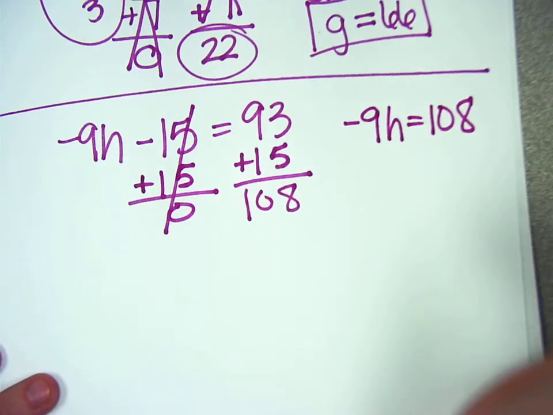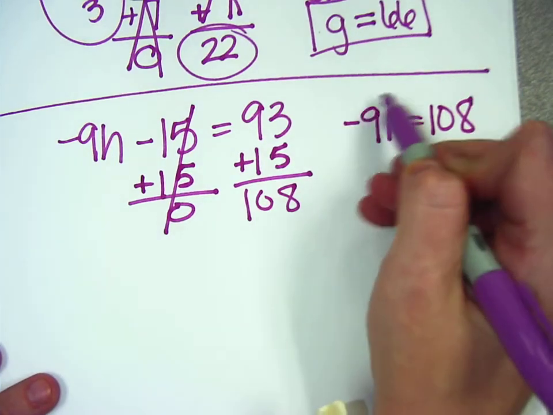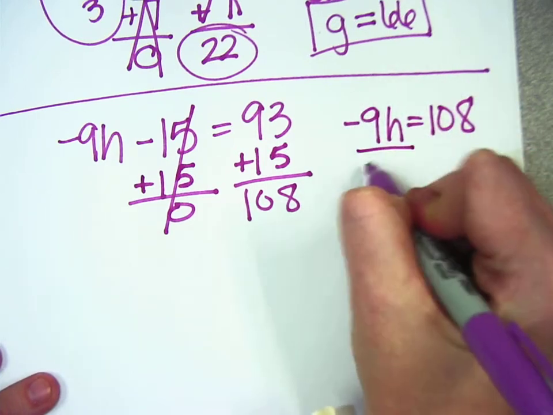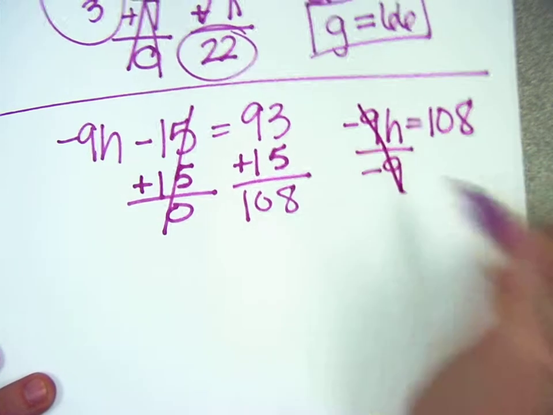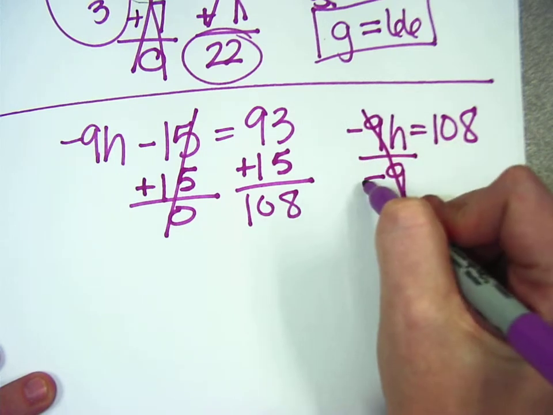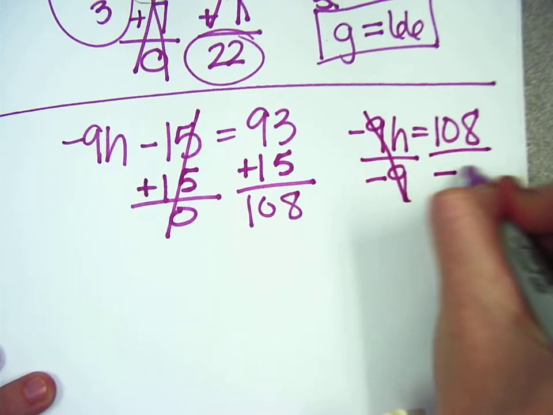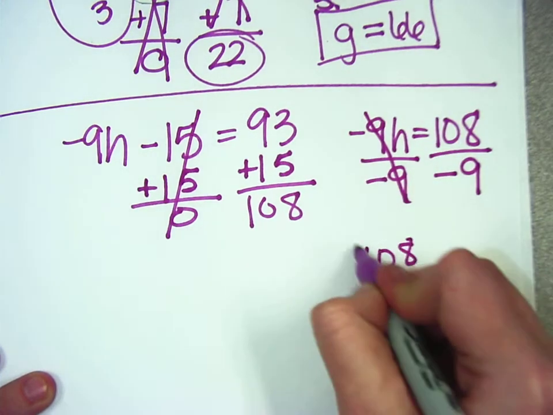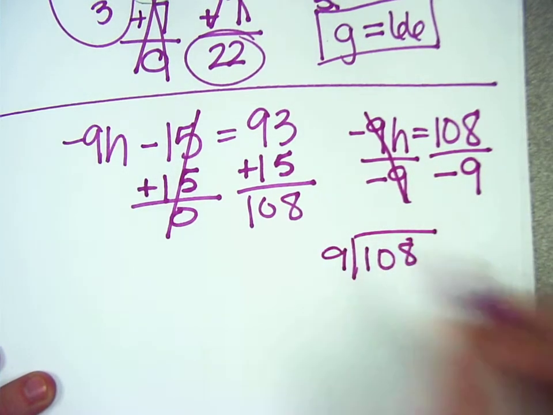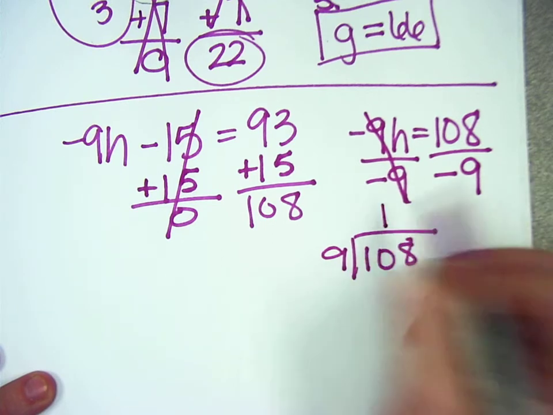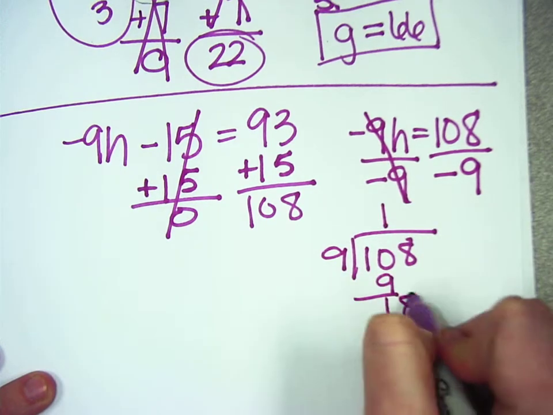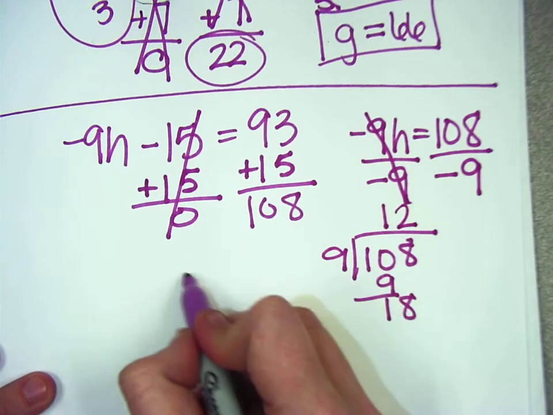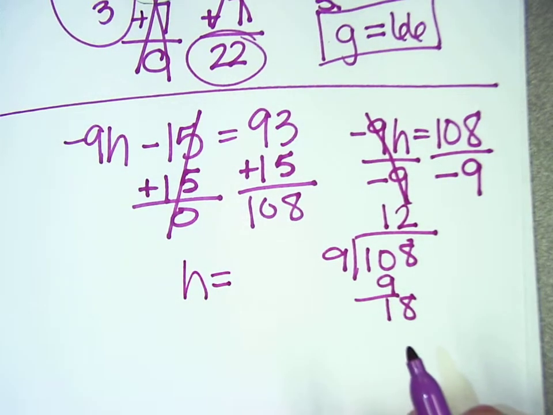Okay? Now, this right here is a multiplication. Since we want to do the opposite operation, I'm going to divide by negative 9, which cancels these out. And since I divided by negative 9 over here, I've also got to divide by negative 9 over here. And now we're just going to top in, bottom out. 108 divided by 9. 9 goes into 10 once. And 9 goes into 18 two times. Okay? So h equals... Now let's look at it for a little bit.